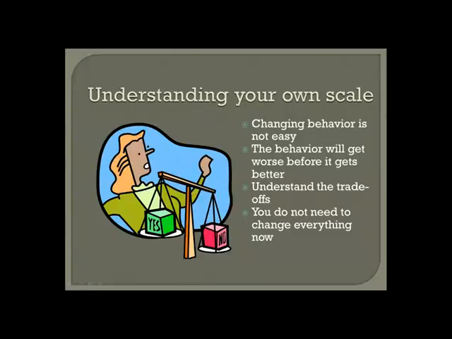Last thing I'm going to say is that you need to understand your own scale. The things I was just talking about, these things don't change overnight. Changing behavior is not easy. And scientifically, we know that behavior gets worse before it gets better. So you've changed the rules up. Things were going along in a predictable way, and the behavior did not continue because it wasn't reinforcing. It continued because it was somehow reinforcing. And if you change that up, it's confusing, it's anger-provoking, it's frustrating.